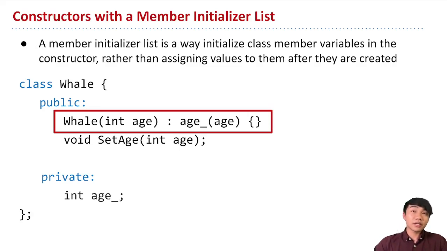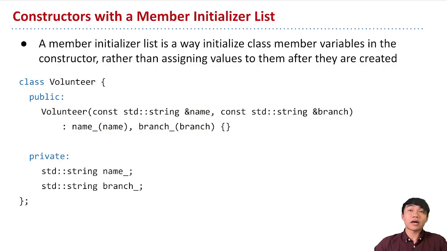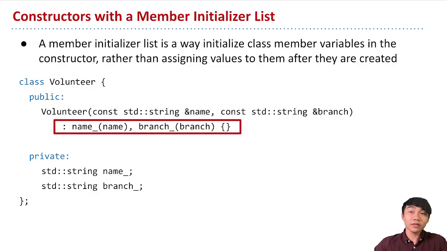You can also initialize multiple member variables at the same time. You can do that by listing out the member variables in a comma separated list like we do here. In this case, in the volunteer constructor, we are initializing the name underscore and branch underscore member variables to the two parameters that are passed in, the two strings, name and branch. We're going to initialize name underscore and branch underscore to the values of those strings.